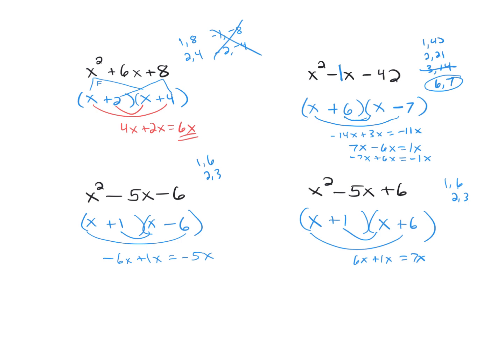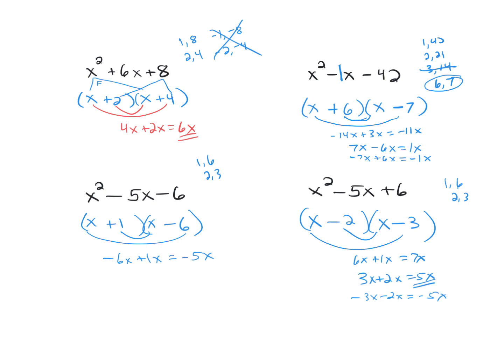Okay, let's try the 2 and the 3. I'll erase these two and I'll put in a 2 and a 3. So here's the plus 2, here's the plus 3. I get 3x plus 2x is 5x. Right term, wrong sign, which simply means I need to go back and make these both minuses so that the sum is a negative 5x. So now it's negative 3x minus 2x equals negative 5x.